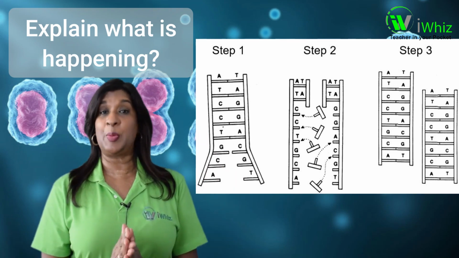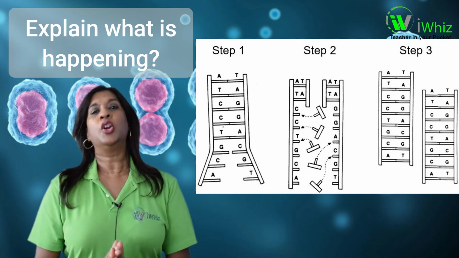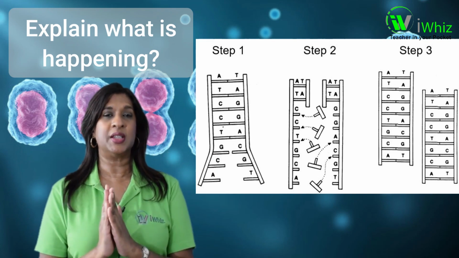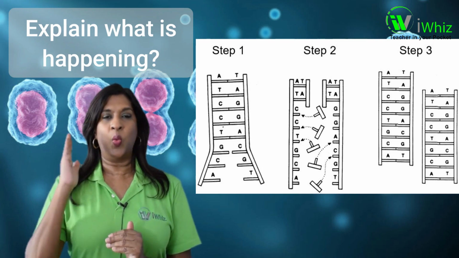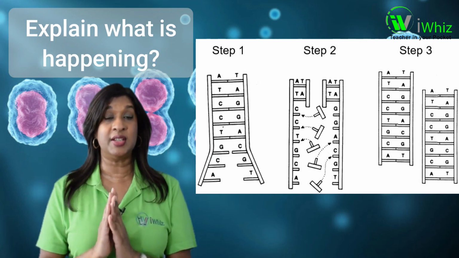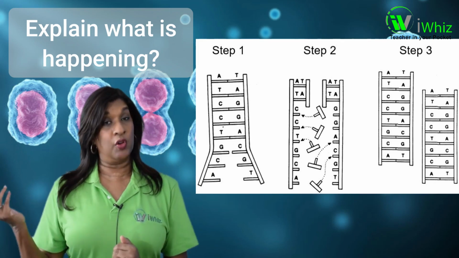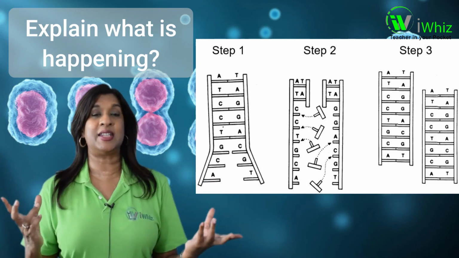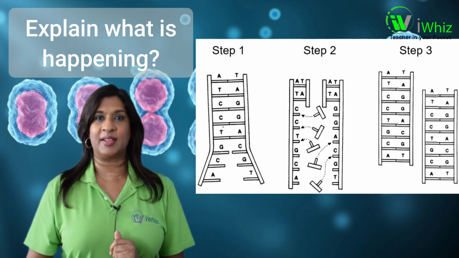Right, and let's look at step 3. In step 3, you will say 2 DNA molecules have formed, and each of those molecules have 1 strand from the original DNA and 1 new strand. And you could also state these 2 molecules of DNA are identical to each other. If you look at them closely, you can see that.